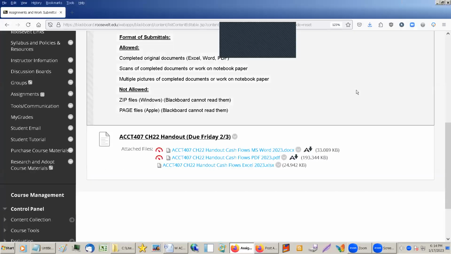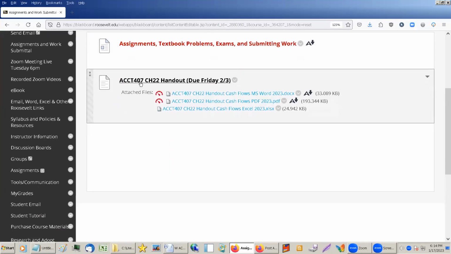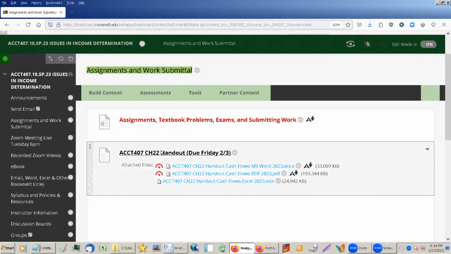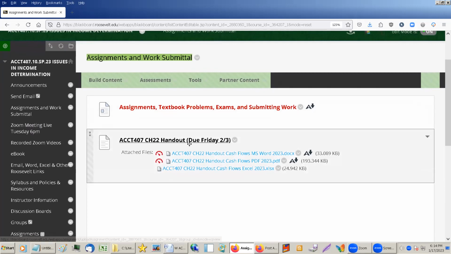Okay, so any questions though on turning anything in or as far as what's required for the class? Let me point out one more thing. Only those things that are in the assignments. I'm going to shrink this up. Only what's in here is what's due. So if you go to assignments and work submittal, these are the only things that are due. So if you're wondering what's due, this is it. And usually the handouts will all be there, with the lone exception being exams. Exams will be emailed to you.